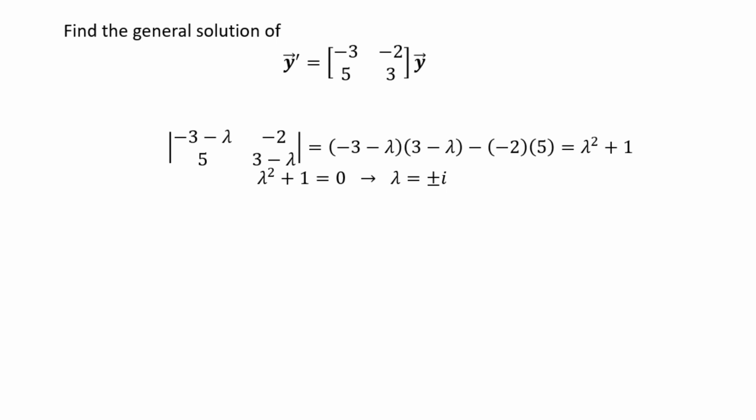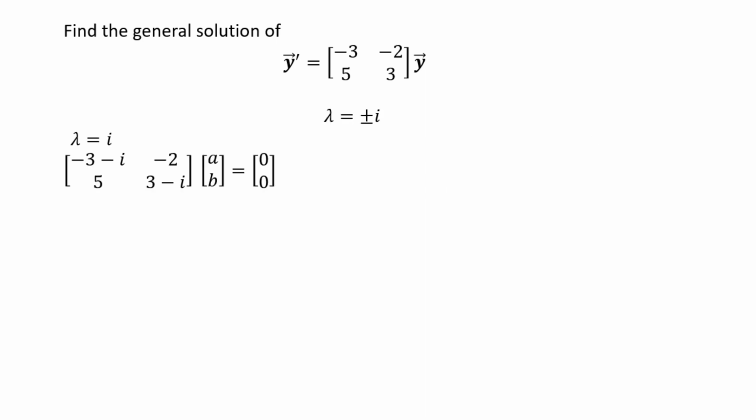Now, when you have complex eigenvalues like this, you only need to find the eigenvector corresponding to one of the eigenvalues. So we choose lambda equals i and see what we get for the eigenvector. So this is the eigenvector equation. We subtracted lambda off the diagonal as before, times the eigenvector has to equal 0, 0.